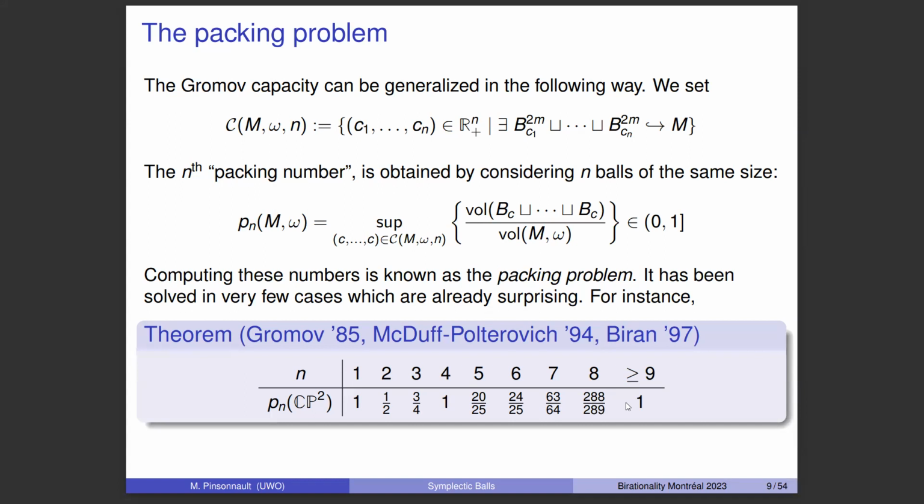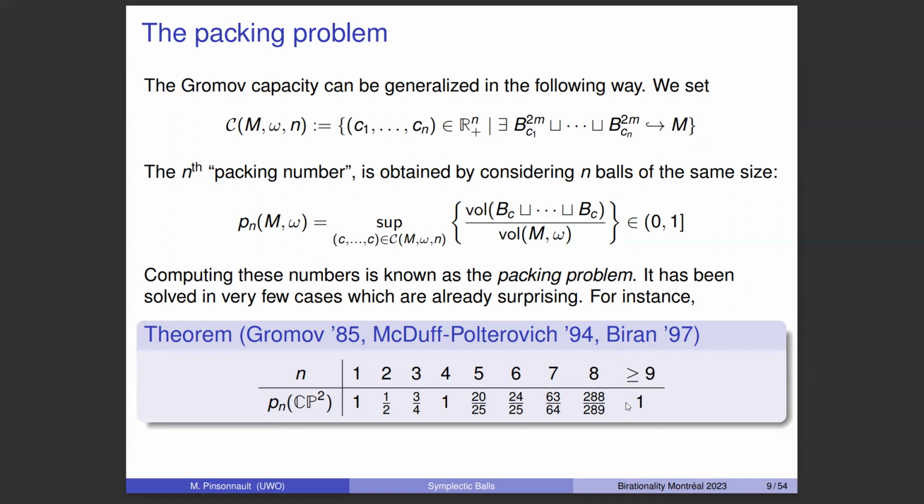And so you take a bunch of balls, n of them, of various capacities, and you try to see whether they embed inside your manifold. So this is the packing problem. You can restrict to considering n balls of the same size, and then you can renormalize by looking at the total volume filled by these balls over the total volume of your manifold. So this gives you something that is always between 0 and 1, and it tells you how much of your manifold you can fill with balls.